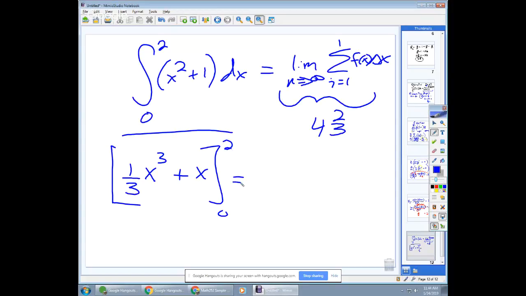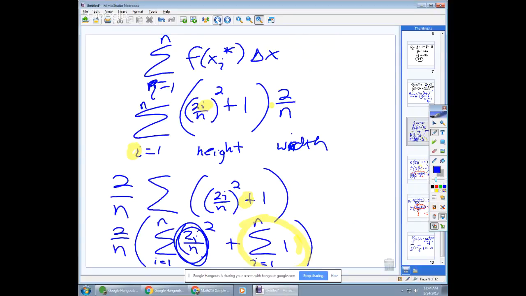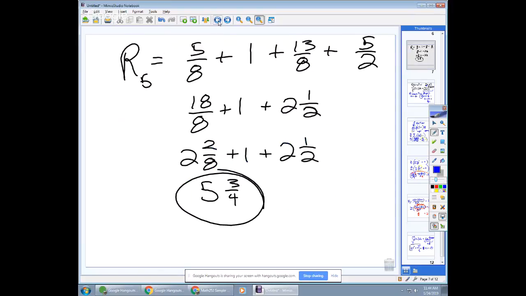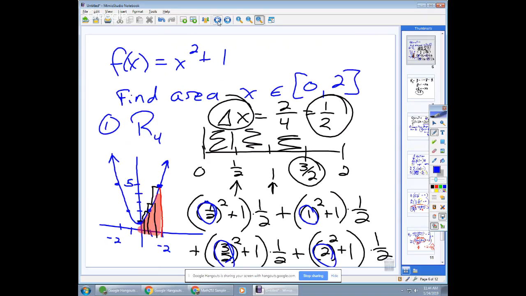So substitute the top one in first. That's going to give me 8/3 plus 2 minus, plug in 0. That's just a bunch of zeros. What's 8/3 plus 2? 4 and 2/3. 4 and 2/3, same thing we found before. Okay. So worst case scenario is you're going to skip all that stuff in the middle and do that. Skip, skip, skip. I hope you don't skip it for real. And do the 4 intervals.